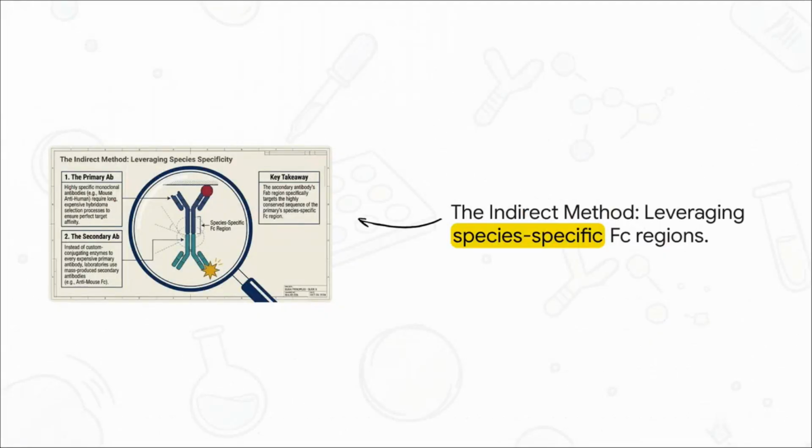Let's actually zoom in on that indirect method for a second. See, creating a custom enzyme-linked primary antibody for every single test, that is incredibly expensive and extremely time-consuming. So labs do something really clever. They use an unconjugated, highly specific primary antibody to go in and find the target. Then, they introduce a mass-produced, way cheaper secondary antibody, like an anti-mouse antibody, for example, that specifically targets that conserved Fc region of the primary antibody we talked about a few moments ago.